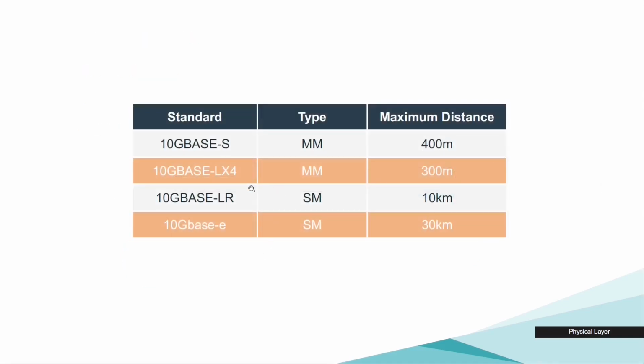Those are some standards for the fiber cable. We have the 10GBASE-S. This cable is multi-mode. It can support 400 meters. We have also the 10GBASE-LX4. This is multi-mode, can support 300 meters. We have also the 10GBASE-LR. This is single mode, can run up to 10 kilometers. We have also the 10GBASE-E. This is single mode, can run up to 30 kilometers.